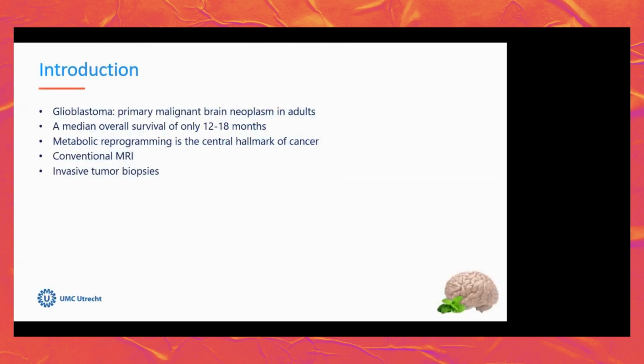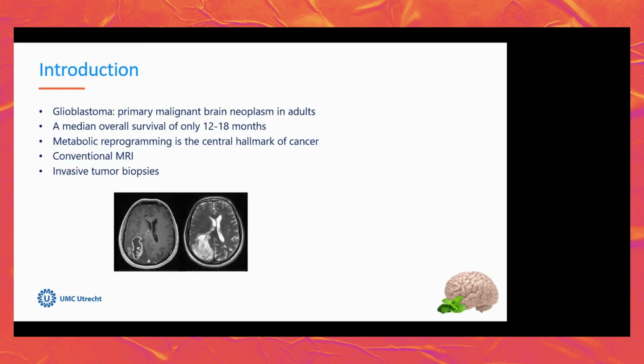As you've heard in the previous presentations, glioblastoma is the primary malignant brain cancer in adults. And as it's the most aggressive brain cancer, it has a poor prognosis with a median survival of only 12 to 18 months. And metabolic reprogramming is the central characteristic of cancer. Conventional MRI gives valuable structural and anatomical information about the lesions and is used to monitor patients before, during, and after treatment, but the information is not at the biological level.